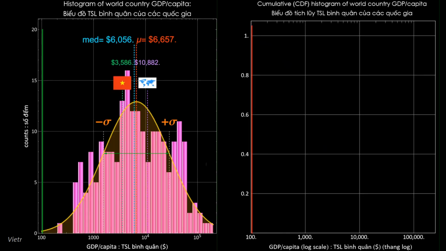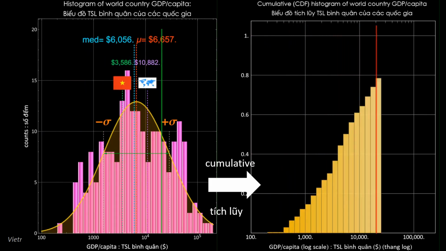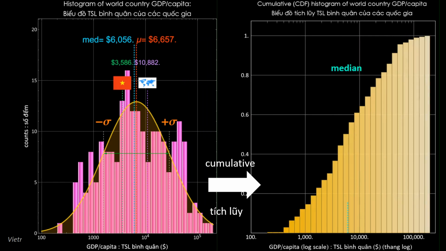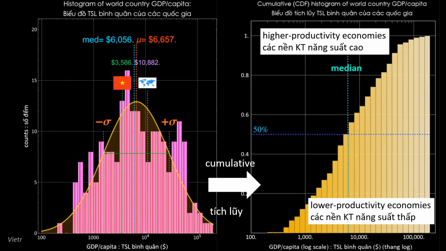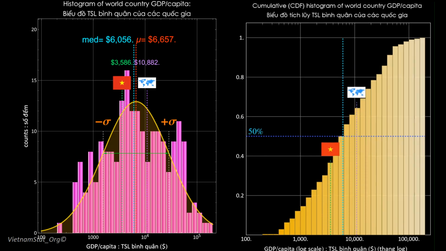For relative comparison, cumulative distribution can be used. The median by definition is at the 50% mark, which divides the data into an upper half and a lower half. The world GDP average is about at 63 percentile, and Vietnam GDP is about 34 percentile. It means among 205 economies, Vietnam is about 2/3 below and 1/3 above others.